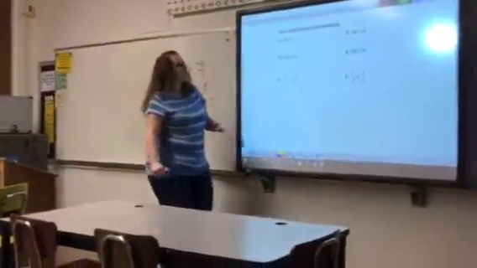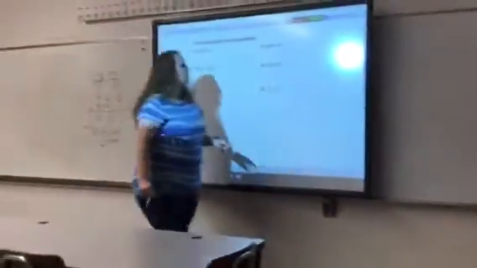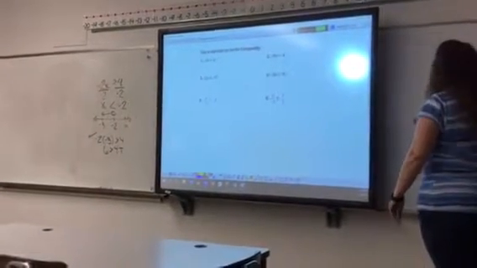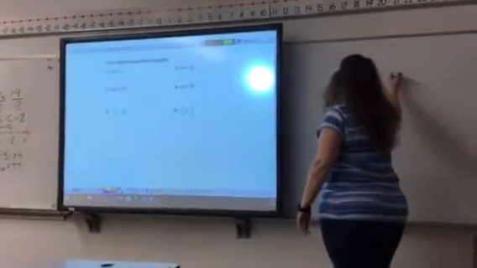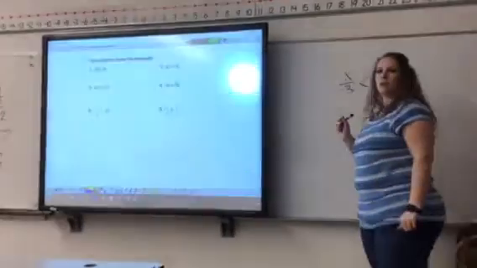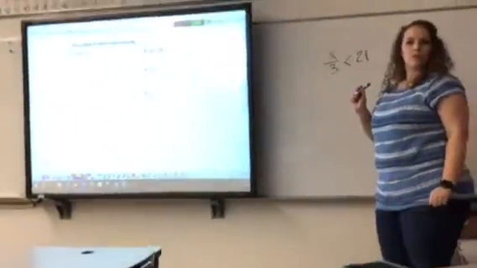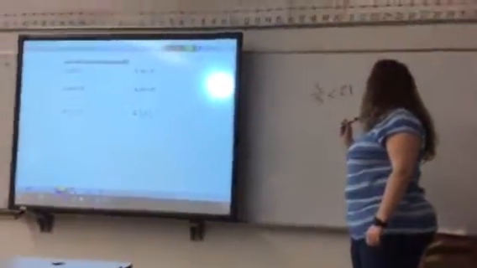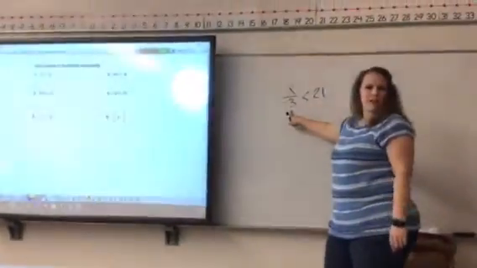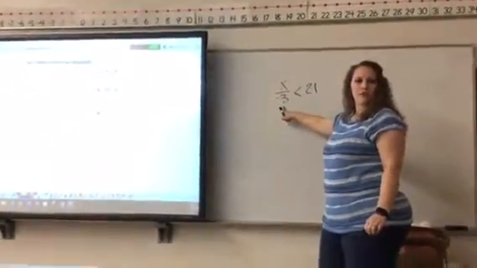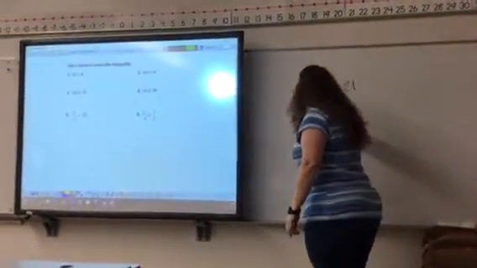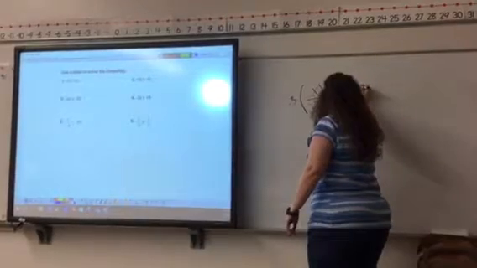Okay, let's try this one right here. This one says x divided by negative 3 is less than 21. What do I do? You divide by negative 2. No. Wait. x divided by negative 3. How do I undo divide by negative 3? Times by negative 3. So we're going to multiply both sides by negative 3.